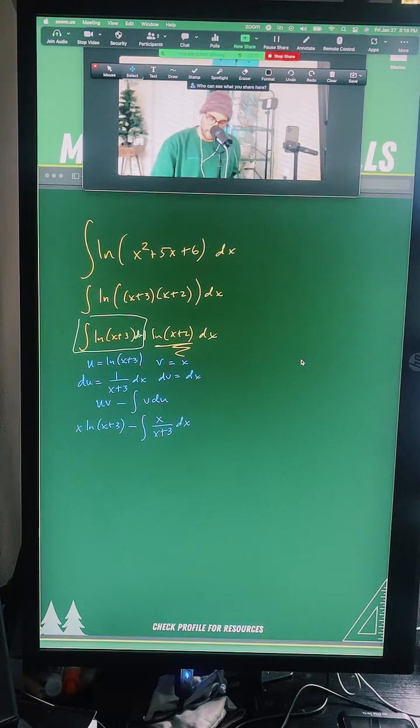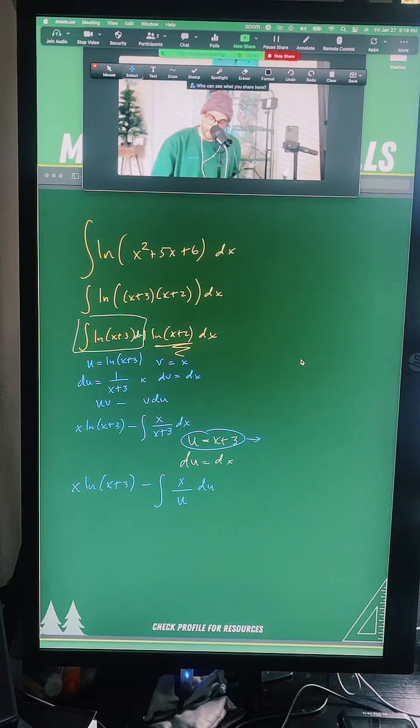Because if we use substitution for that, that means that u is equal to x plus 3, du is just equal to dx. And so now we still have this x natural log of x plus 3 minus integral of our, we don't have x yet, which we'll fix in a second, over u du. But then we use this idea that since u is equal to x plus 3, then u minus 3 is equal to x. And then we're left with x natural log of x plus 3 minus integral of u minus 3 over u. I guess that's going to work.